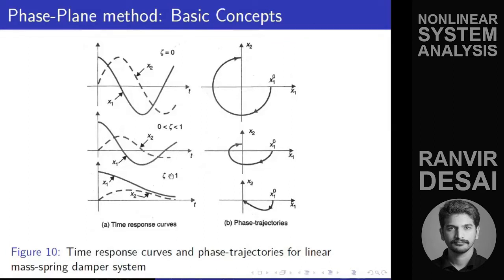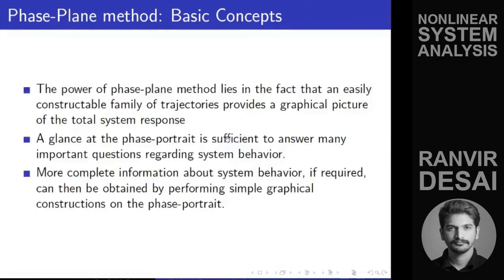And the last one is zeta greater than 1. So this is an overdamped system. For overdamped, you won't have any overshoots or undershoots, and it will settle to that 0 point. So these are the time response curves that we have seen so far in our control system courses. We have seen this much. So today what we are going to see is these phase trajectories. So what are they, we will see.